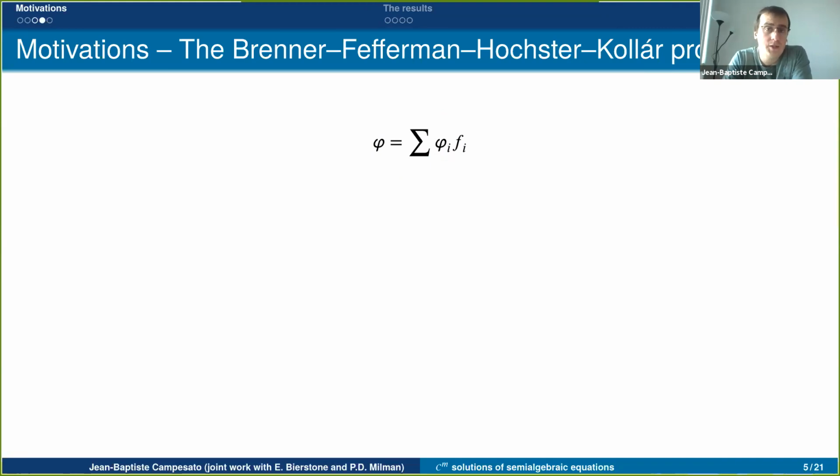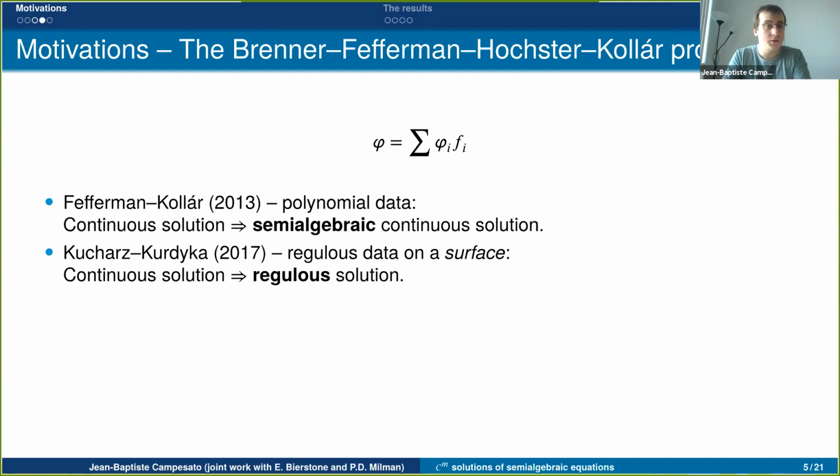And this notion has been extensively studied, and several other questions arose then, especially in real algebraic geometry. And one classical question, let's say, is the following one. Assume that the data, the phi and the F_i, satisfy some additional properties. Then does the existence of a continuous solution phi_i imply the existence of a solution which is not only continuous, but which satisfies these additional properties? And there are several positive answers.